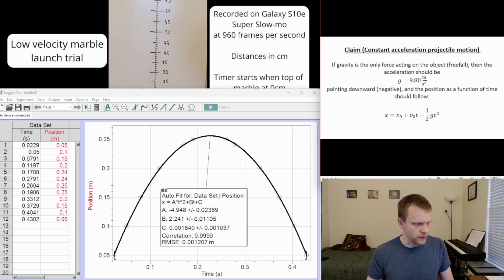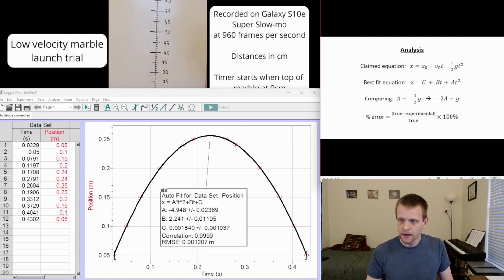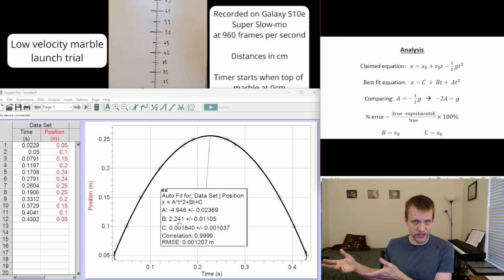But there are some other fit parameters in here as well that we might want to analyze. This value for B, if we compare these two equations, our claimed equation and our best fit equation, this value for capital B looks like it should match up with the initial velocity of our marble. So when we look at this case, it seems that the initial velocity of this marble is around 2.24 meters per second. Now, I don't actually know what this thing launches at, but when we do our high-speed version of it, having a higher launch velocity, this value of B should be substantially higher.